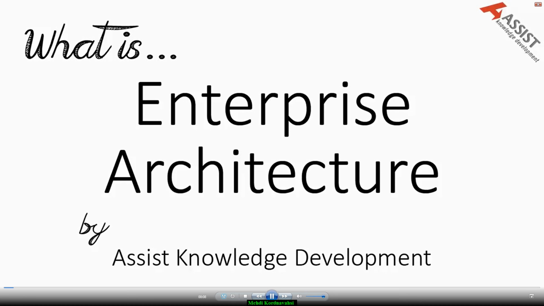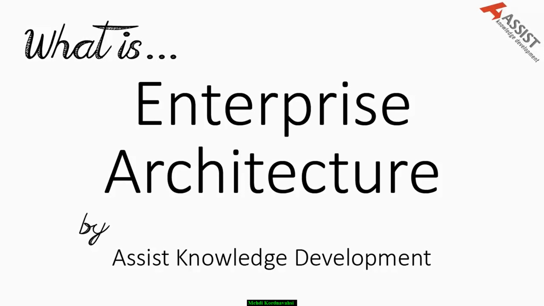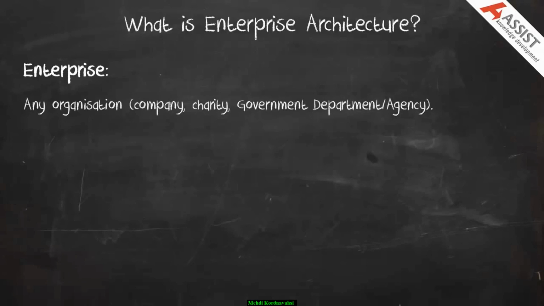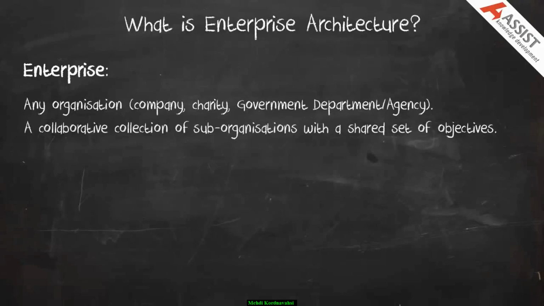There are so many definitions of enterprise architecture out there that it's hard for anyone to pin it down. So in this video, we'll just attempt to go over some generic definitions that will hopefully give you an idea of what enterprise architecture is about. Well, let's begin by breaking the term down into its component pieces. First of all, enterprise. Generically, an enterprise is any organisation, whether that be a company, a charity, or a government department or agency. On the whole, however, we tend to think of enterprises as being relatively large organisations, potentially collaborative collections of various organisations with some sort of shared set of objectives or goals that they're trying to meet.